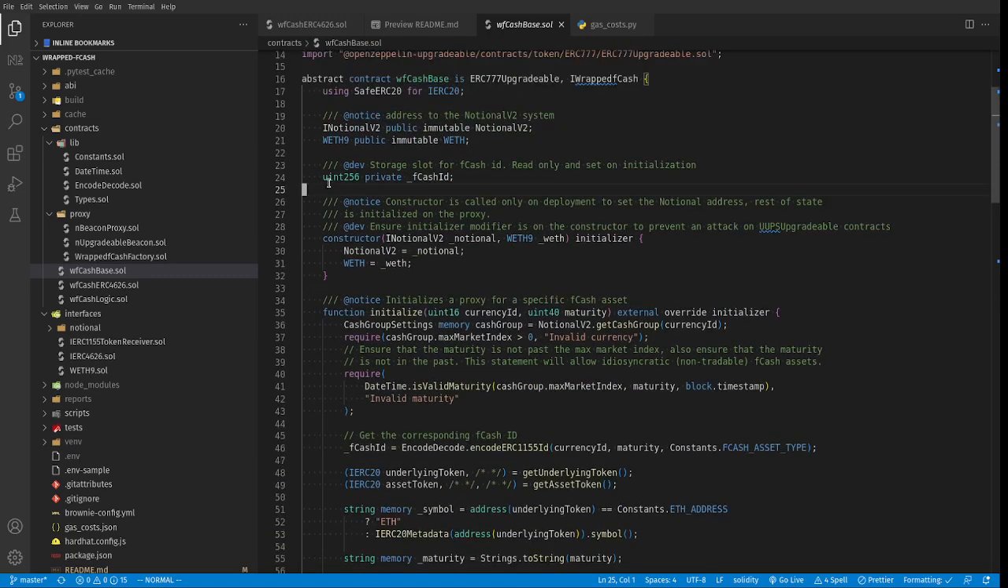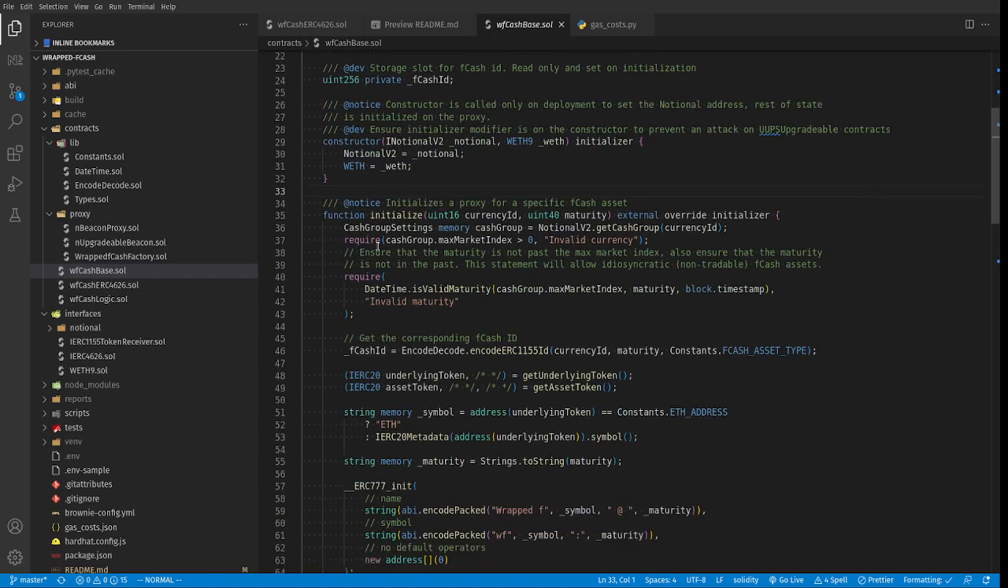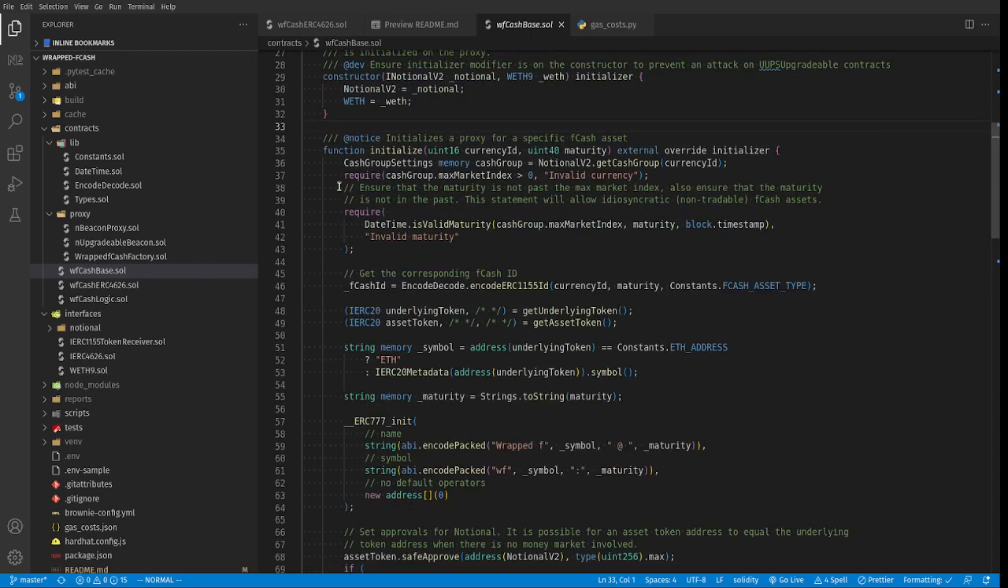In the initialize function, what we'll do is set the fCash ID storage slot. Once it's set on initialization, that'll identify which currency ID and maturity combination this wrapper is interacting with. So some of that logic is here.